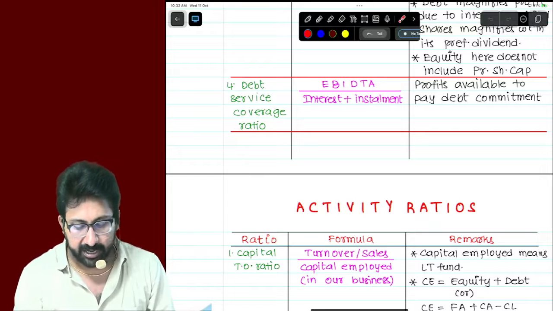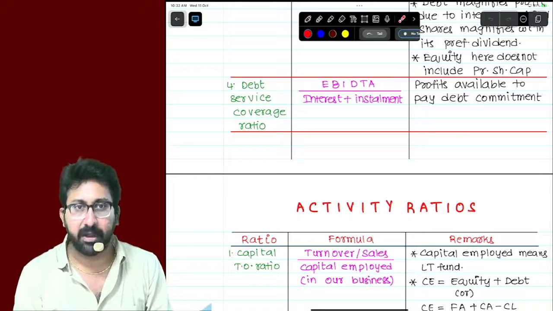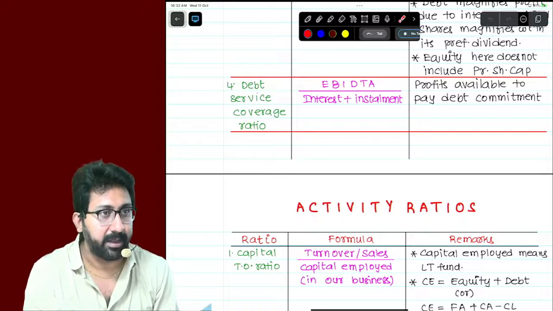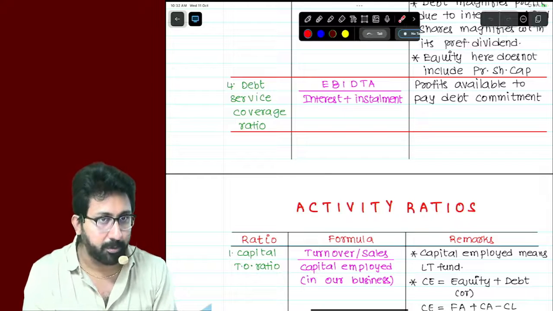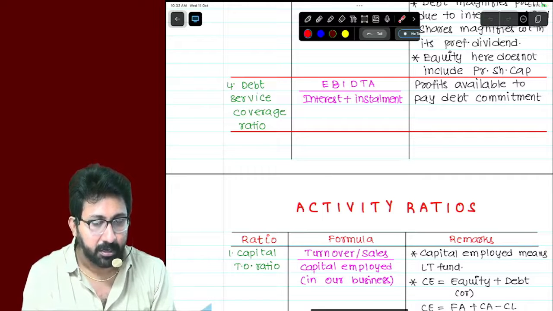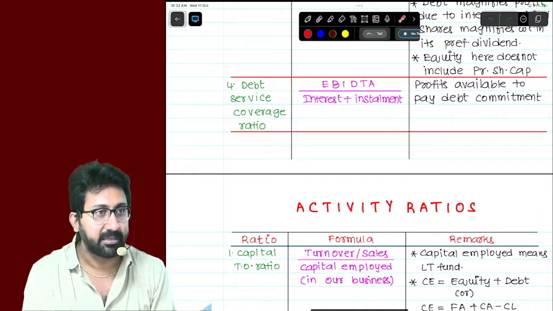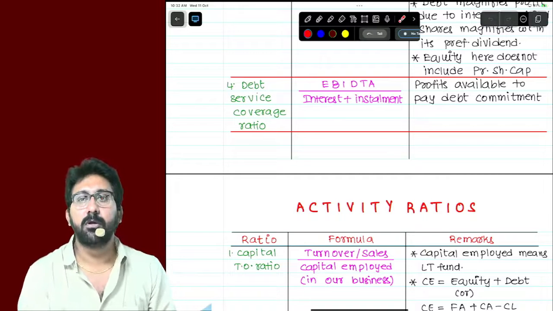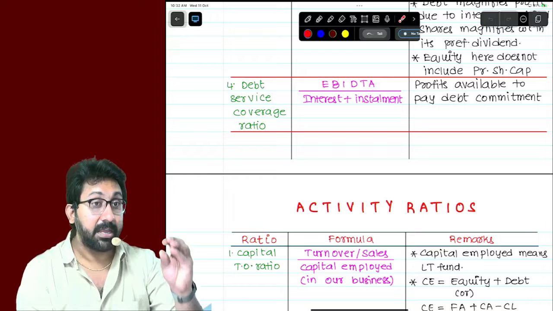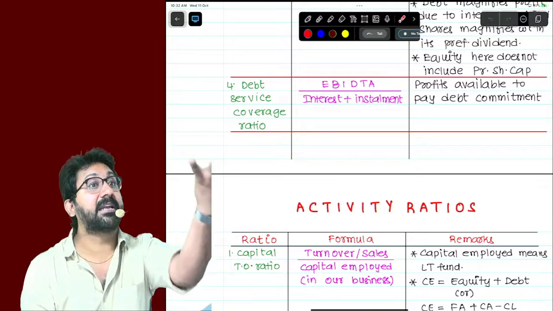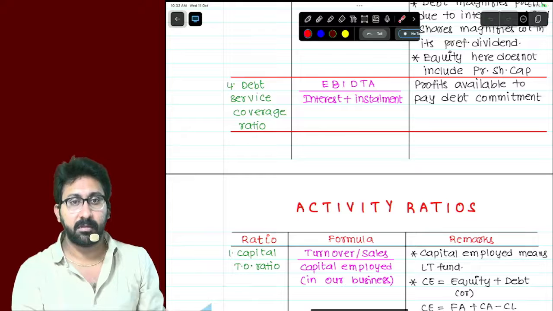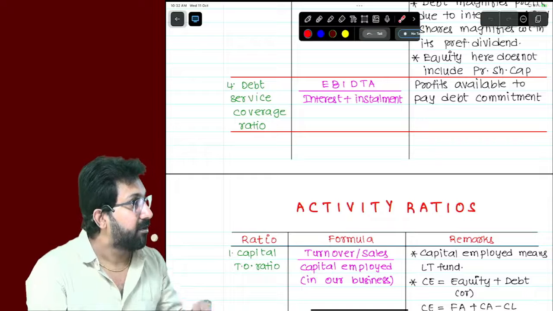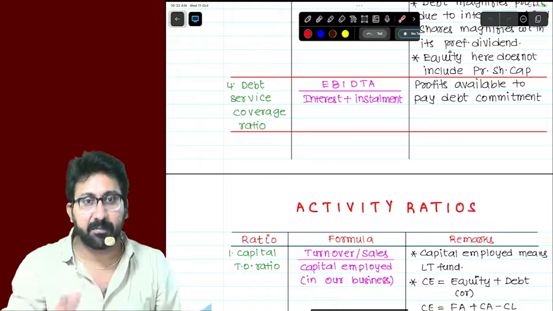So therefore, EBIDTA divided by interest plus installment. How to interpret this? Interest plus installment: interest 1 rupee, installment 1 rupee. Totally how much is it? 2 rupees. My EBIDTA is 5 rupees. Example, let us understand how much it is. 5 divided by 2, how many times? 2.5 means my EBIDTA is 2.5 times bigger than my fixed commitment of interest and installment, not 2 times.